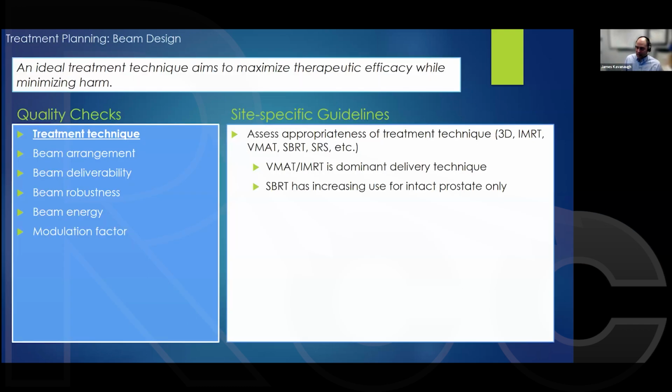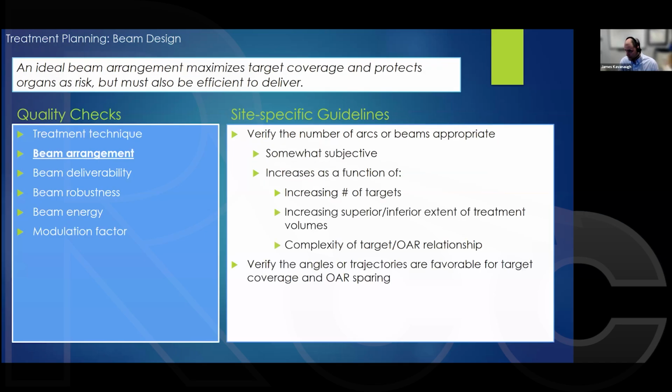So starting at the top, treatment technique. When I started a decade ago, everything was static field IMRT. In terms of when we did choose IMRT, we've moved heavily into the VMAT world, although even 10 years ago, we learned how to do 3D prostate sequential planning. However, I would say that intensity modulation has a huge advantage for these types of target and OAR combinations. VMAT is something that's a lot more forgiving because of the anatomy, and I'll get into that next slide. We have seen this increase in SBRT, though, for intact prostate only.